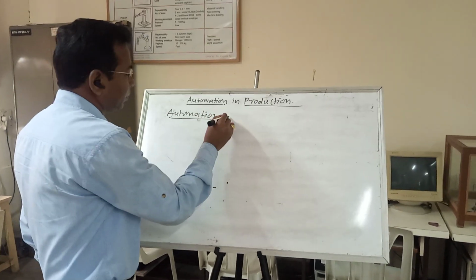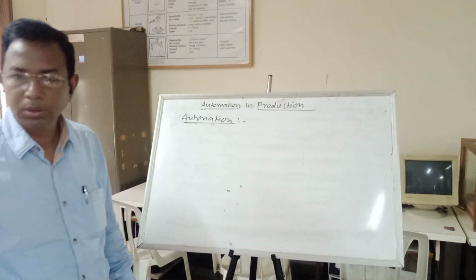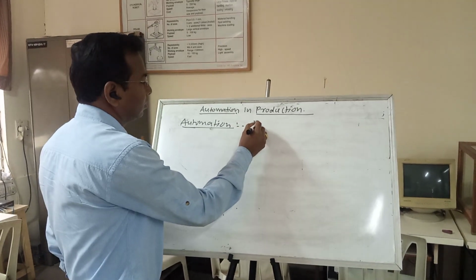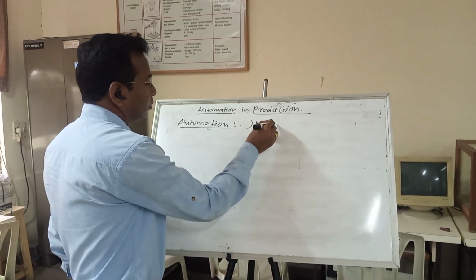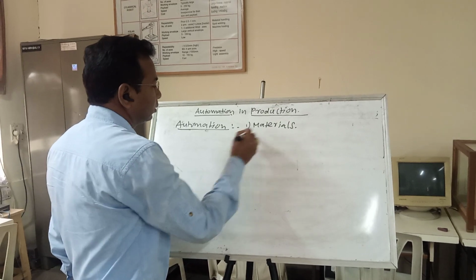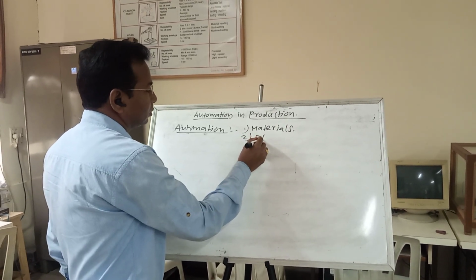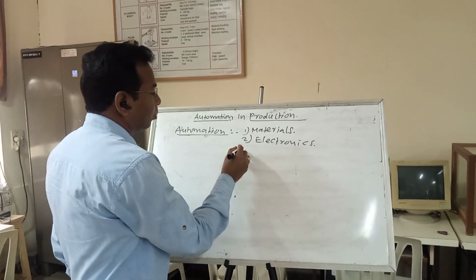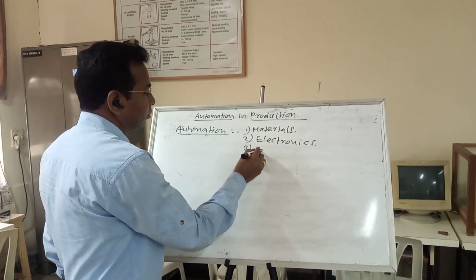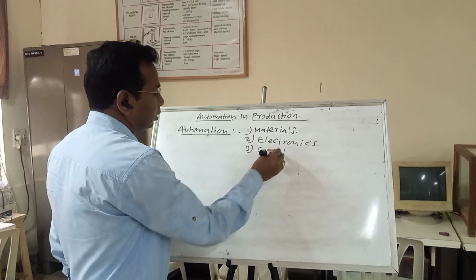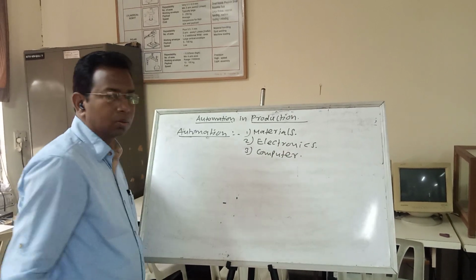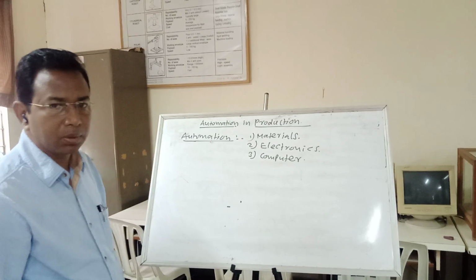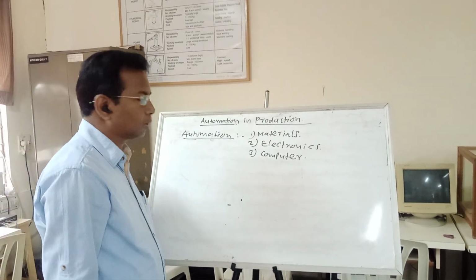The proper definition of automation: automation is a technology concerned with the application of materials, electronics, and computer-based systems to control and operate production. So these are the three applications that are very much essential for the purpose of automation.